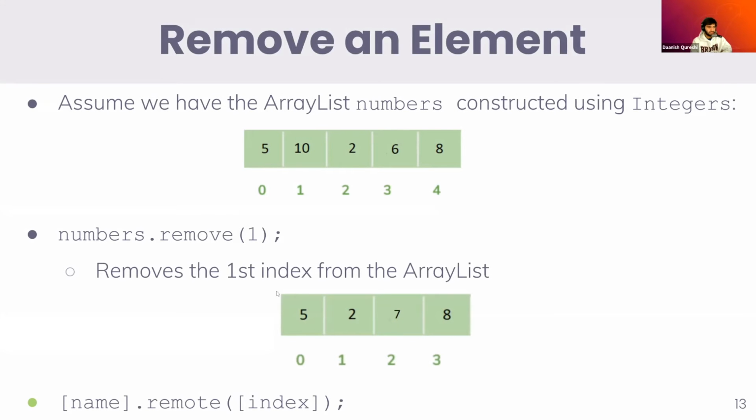Okay. So now we're removing an index, or removing an element. This at the bottom should be a V, but that's a small error. Okay. So let's say, once again, we have the same array list of numbers, 5, 10, 2, 6, 8, with their indexes below. So once again, if I want to remove, let's say I constructed this array list and I added everything, but now I don't need that number 10. I don't need that anymore. So I'll say numbers, name of the array, dot remove, and then in parentheses, 1, which is the index.